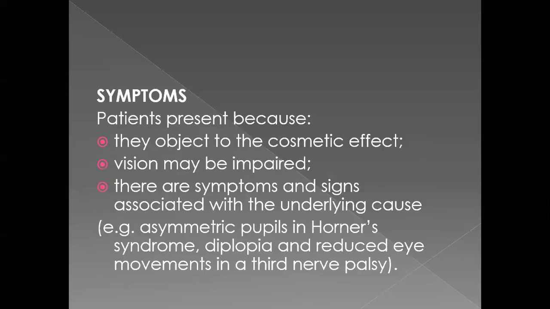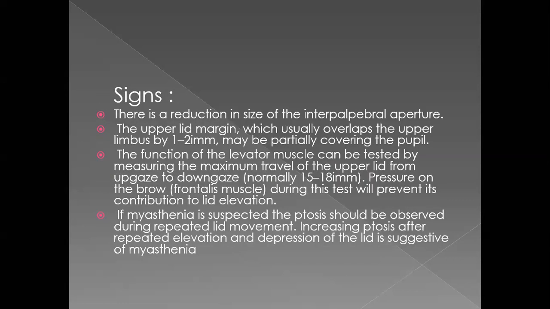This is called the fatigability test. The other test is the ICE test. In the ICE test, we primarily measure the degree of ptosis, and then we put a cube of ice onto the upper eyelid. For about 5 to 10 minutes, we keep the ice pack onto the upper eyelid, then remove it, and then again measure the degree of ptosis.